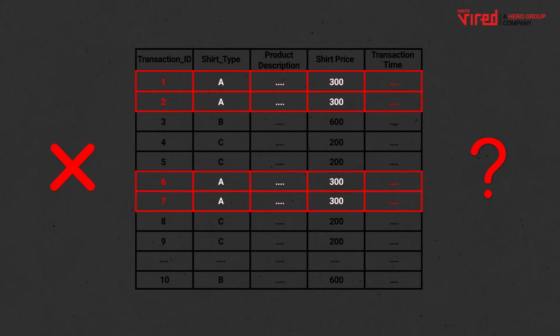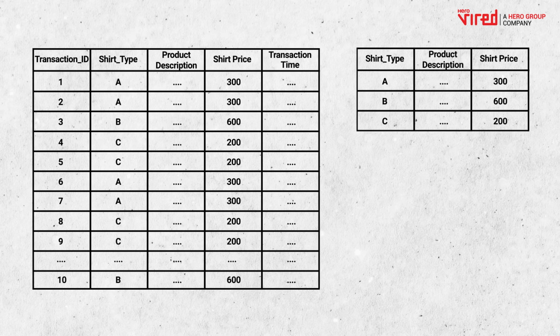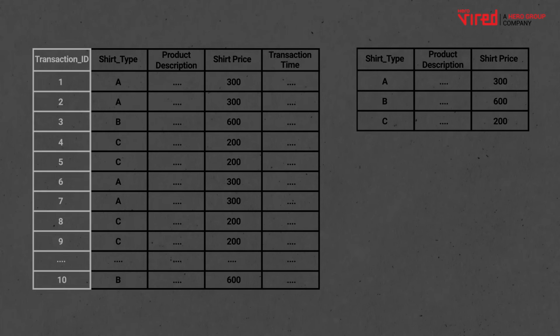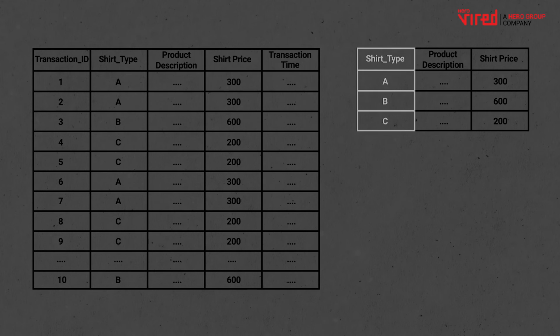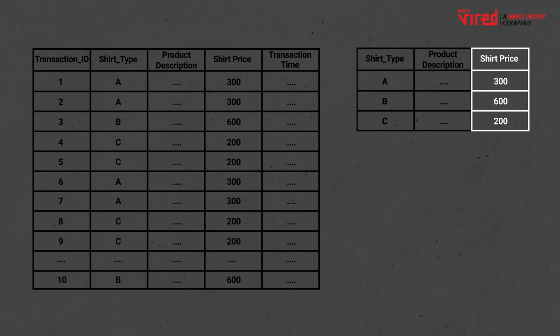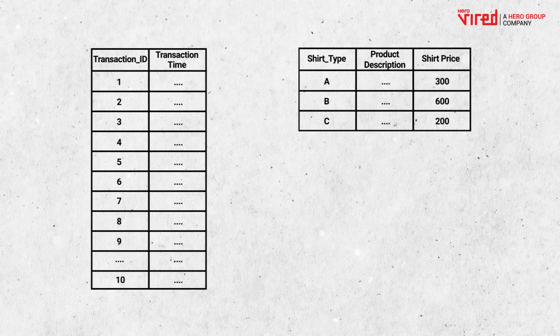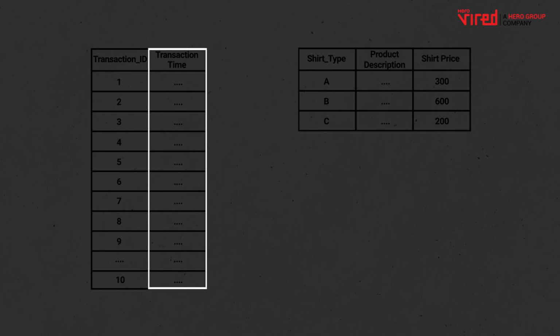One solution is not to store all the data in a single table. In the current scenario, we can create two tables. One table contains only the information about transaction ID and transaction time. The other table has the shirt type, description, and price. So, we will split the data into two tables instead of one, as shown here. Now you can see the number of columns in the transactions table has reduced, and we can also eliminate the duplicate rows from the data.